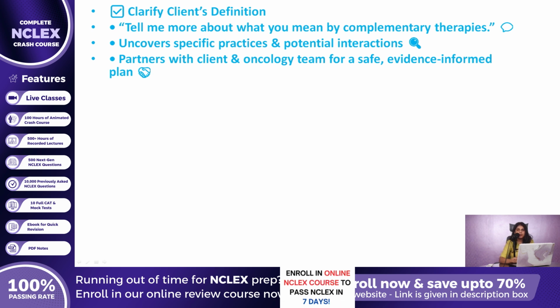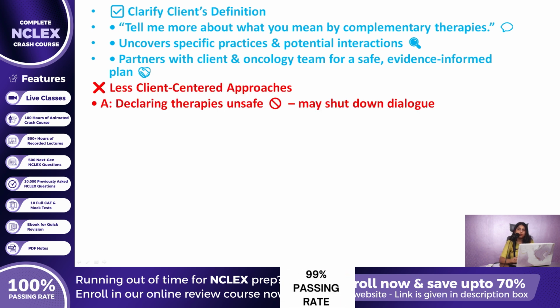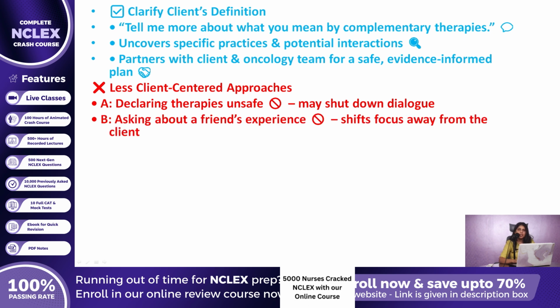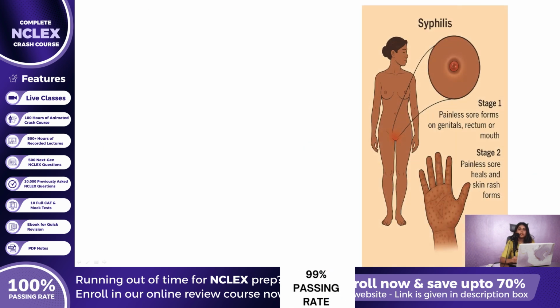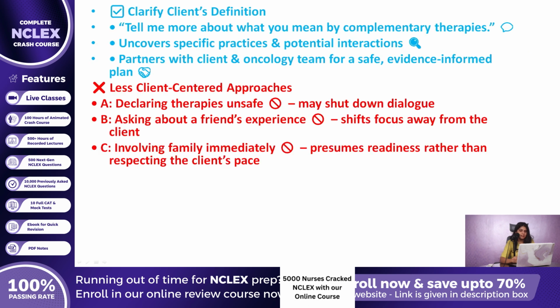Asking about the friend's experience, option B, shifts focus away from the client's values. Declaring therapies unsafe, option A, may shut down dialogue and is not accurate for all modalities. And immediately involving family, option C, presumes readiness rather than centering the client's perspective. After clarification, document any complementary therapies and collaborate with the team to integrate safe practices.